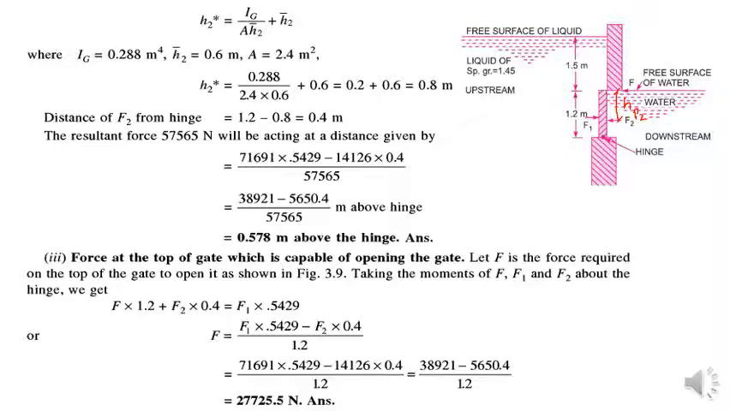This will be from the level of the water on the downstream side. If you need this distance from the bottom hinge, this distance will be the total distance, 1.2 minus HP2.